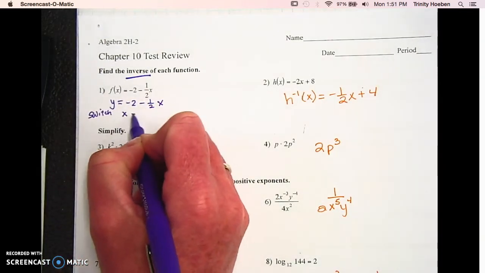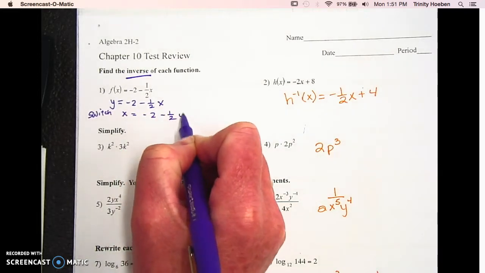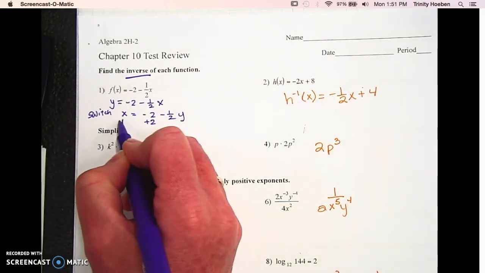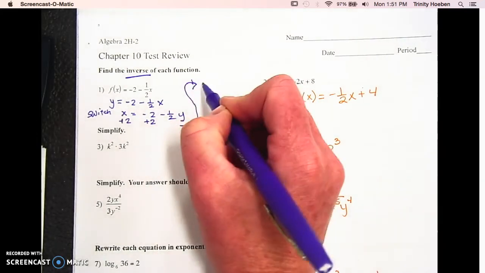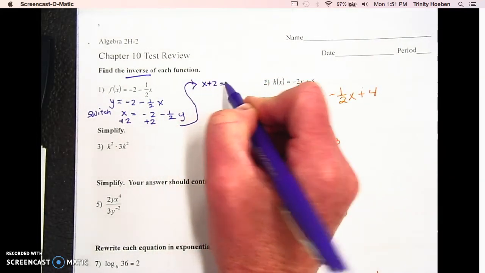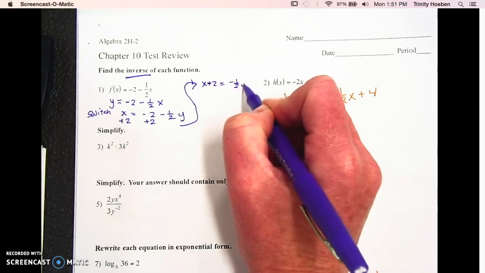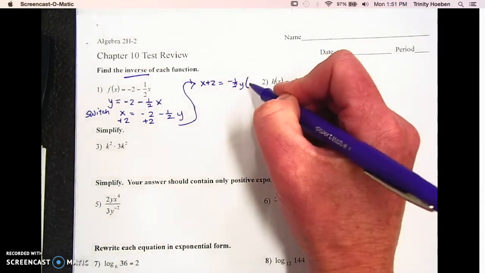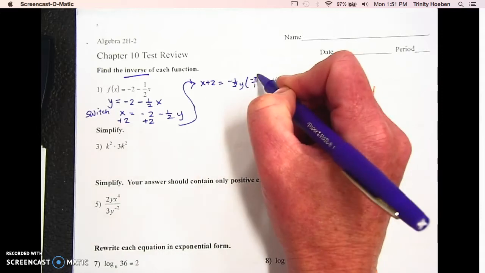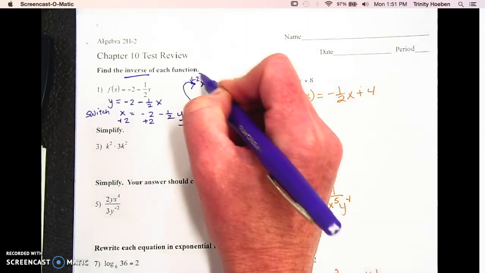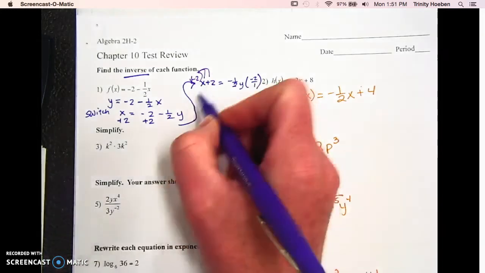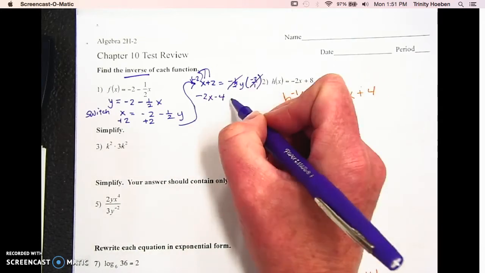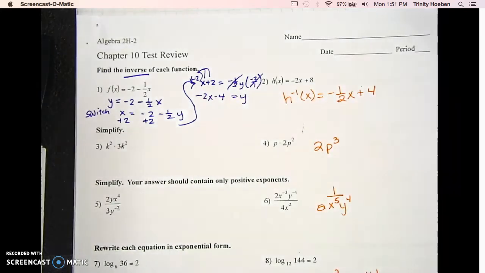So this is going to be x equals -2 minus 1/2 y. And then you want to solve for y by doing inverse operations. So you want to add 2 to both sides. You're going to get x plus 2 equals the -1/2 y. So the inverse operation of y being multiplied by -1/2 is to multiply by -2 over 1, or just multiplying by -2. So on the left, we're going to distribute. That'll give us -2x minus 4. Over here, these will cancel, and we're just left with y. So now we have the inverse.